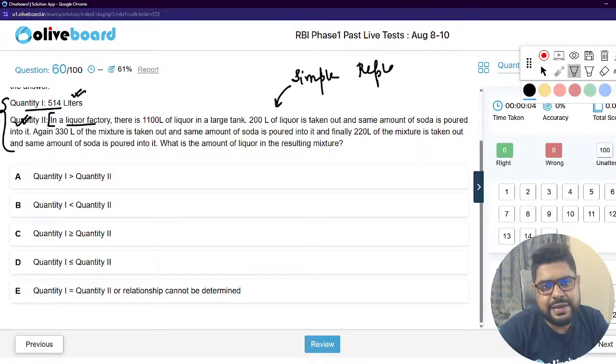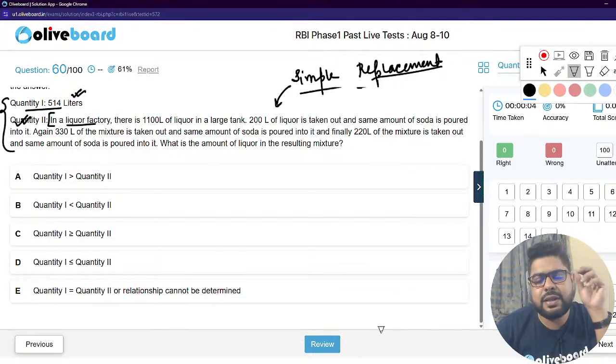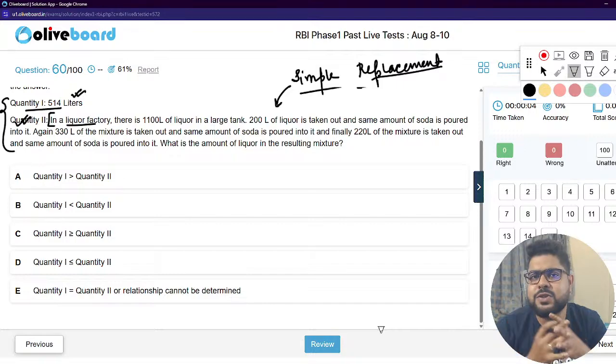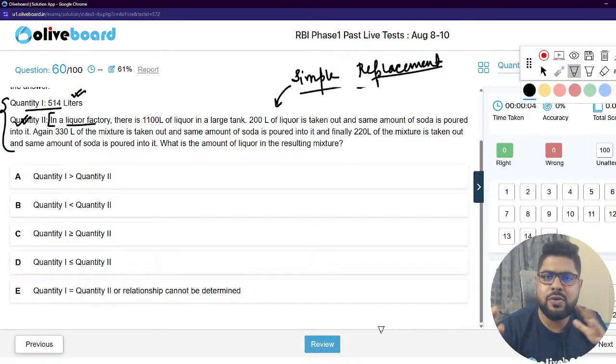Now, in my classes, I told you there are two types of replacements. In the simple type, whatever amount of solution we are taking out, we are replacing the same quantity of the other stuff. So it is substitution, and the total is always constant in this type of situation. If you can understand this concept, it becomes very easy to deal with. So you can use formulas here.